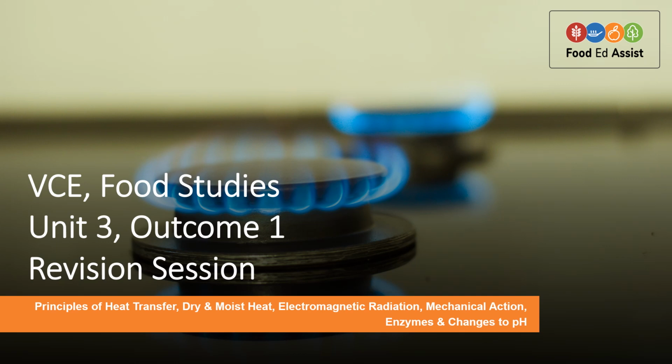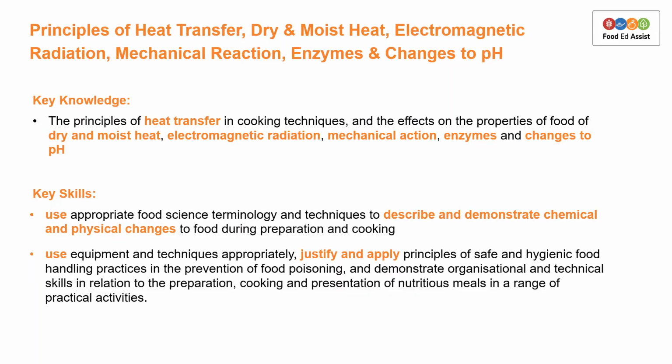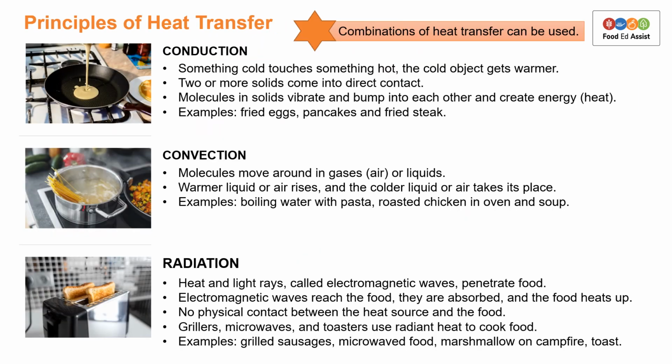This topic is about the principles of heat transfer, dry and moist heat, electromagnetic radiation, mechanical action, enzymes, and changes to pH. When going over this information, we will be focusing on describing and demonstrating chemical and physical changes that occur during heat transfer, dry and moist heat methods, electromagnetic radiation, mechanical action, enzymes, and changes to pH.